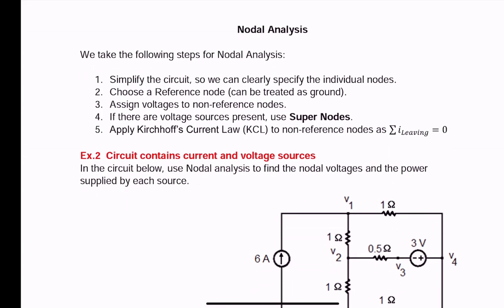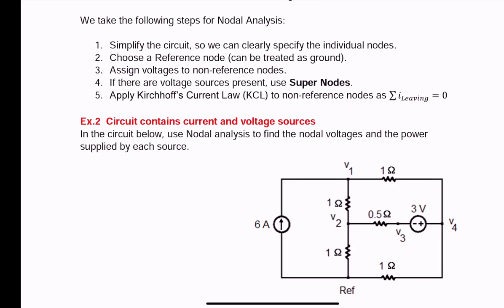So, to do a quick review, we take the following steps in nodal analysis. First thing, always simplify the circuit. We don't want corners like that to exist in the circuit. Just make it as simple as possible. Then we choose a reference node, which for this problem is already given. Assign voltages to non-reference nodes. And the difference between this and the previous example mainly is we have a voltage source present in the circuit.